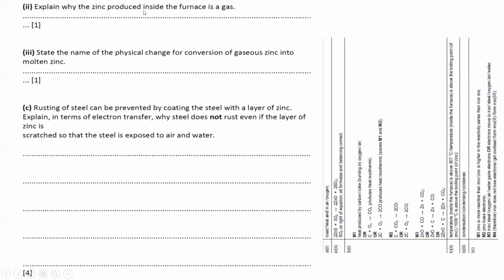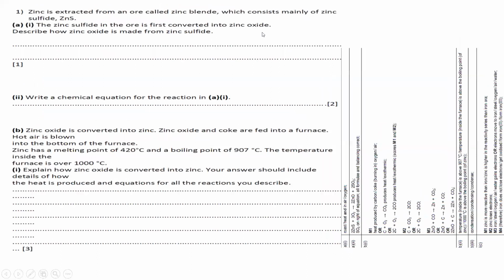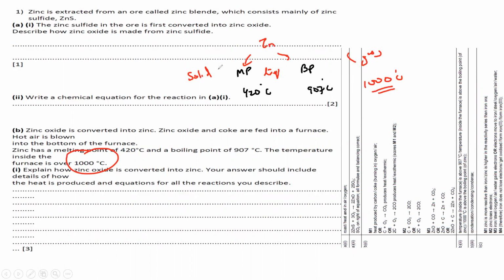The next question, explain why zinc produced inside the furnace is a gas. So what is the reason why zinc is gas? As you can see in the question, they mention the melting point and the boiling point of zinc. The melting point is 420 and the boiling point is 907. But what is the temperature of the furnace? It is 1000. So the temperature of the furnace is more than the boiling point of the zinc. That is why zinc is in the form of gas. If the temperature of the furnace was between the melting and the boiling point, it will be liquid, and before the melting point, it will be solid.